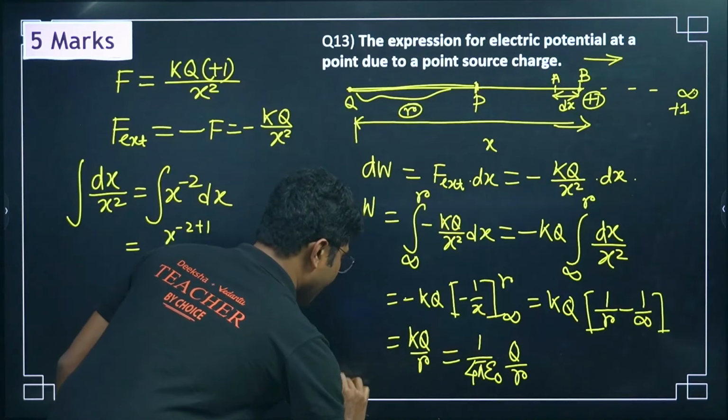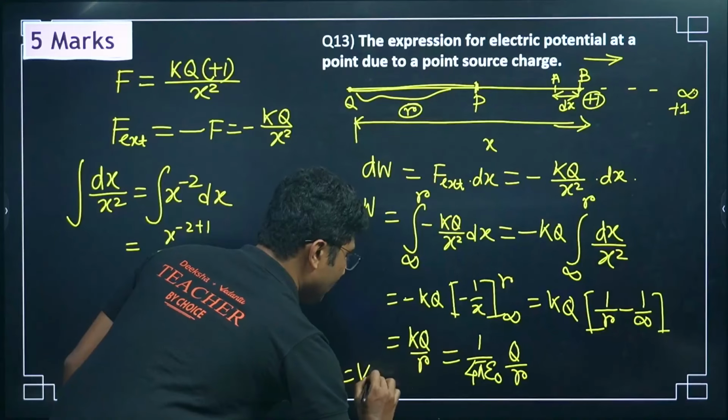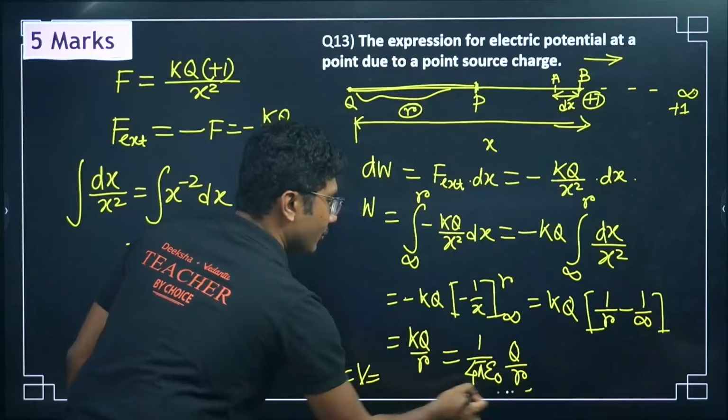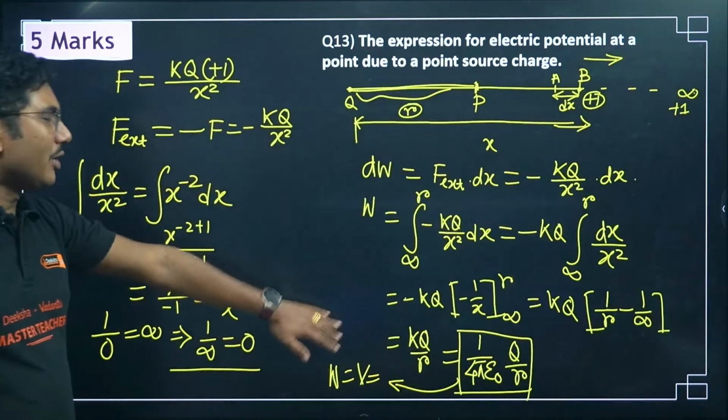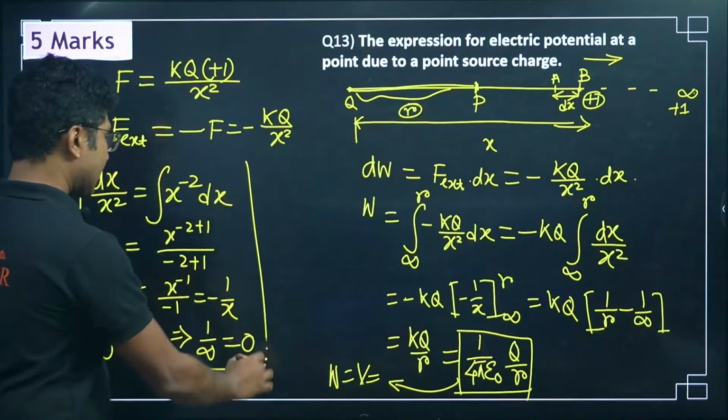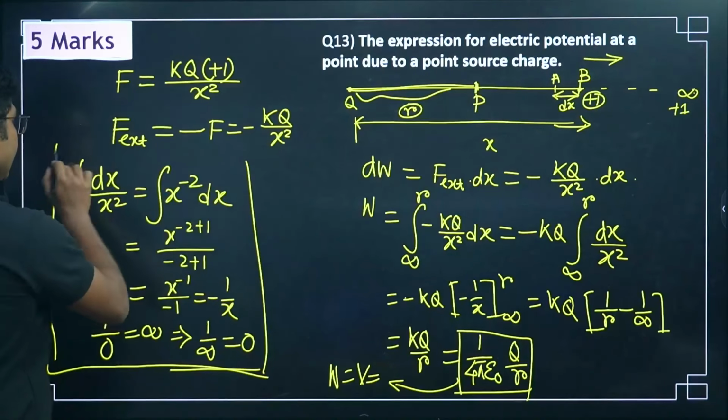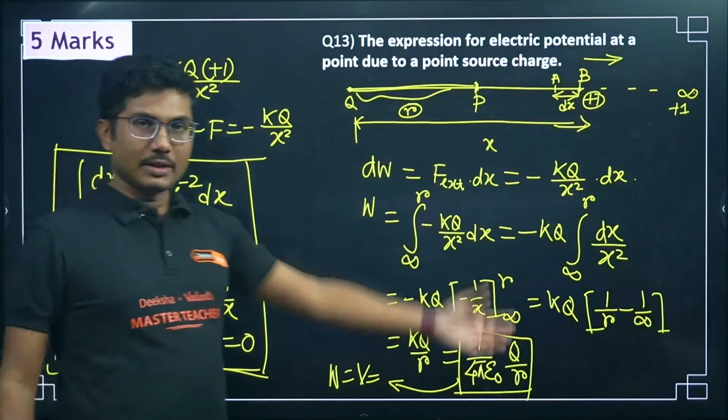Now you have to write W equals V, that is equal to this same value. You have to write it here. That is how you conclude your derivation. This is just extra, you do not need to show it. This is just an extra to explain the derivation.